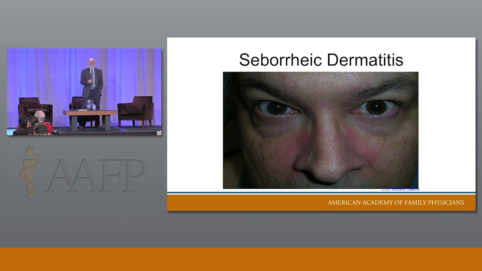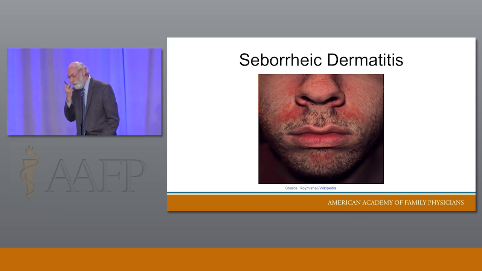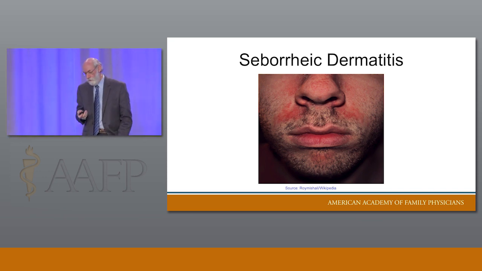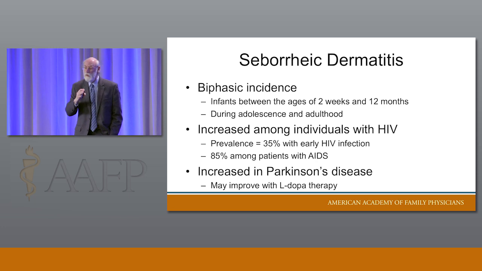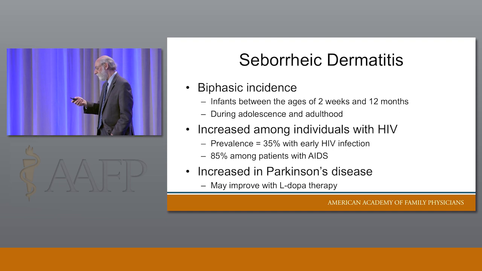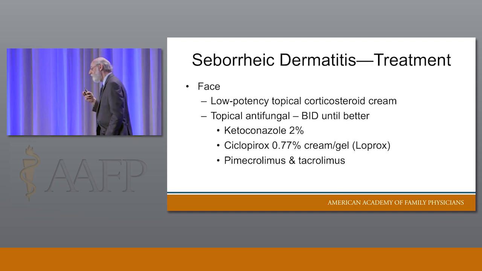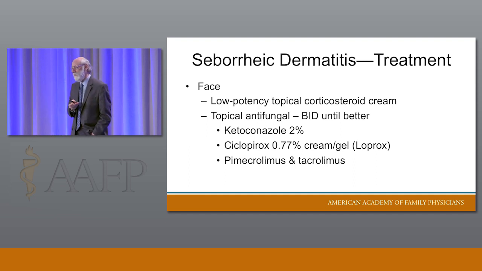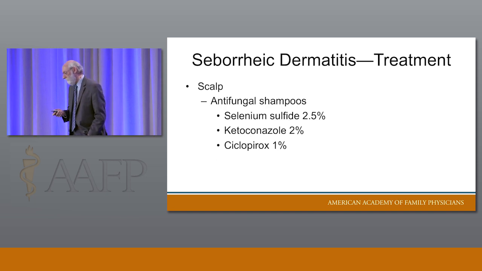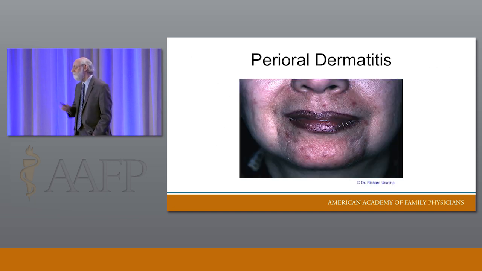Now, this is a patient who has seborrheic dermatitis, the greasy look around his nose. This is seborrheic dermatitis around the mouth and lower part of the nose. This is biphasic. In young kids, the cradle cap. Also, if you see it in adults, look out for HIV and Parkinson's disease, because you will, in fact, see that. How do you treat seborrheic dermatitis? Low-potency steroids on the face or topical antifungals. For the scalp, selenium sulfide shampoo works pretty well, as does ketoconazole shampoo.